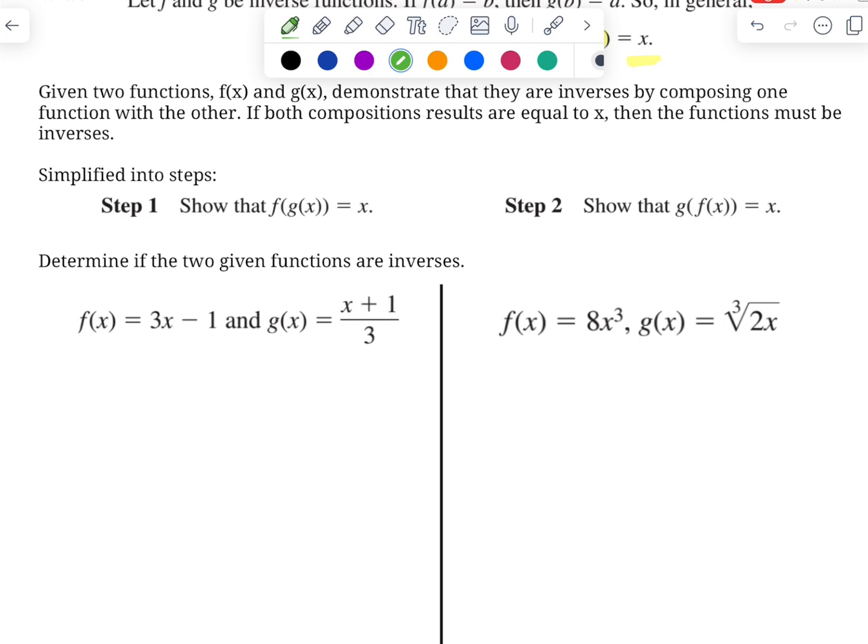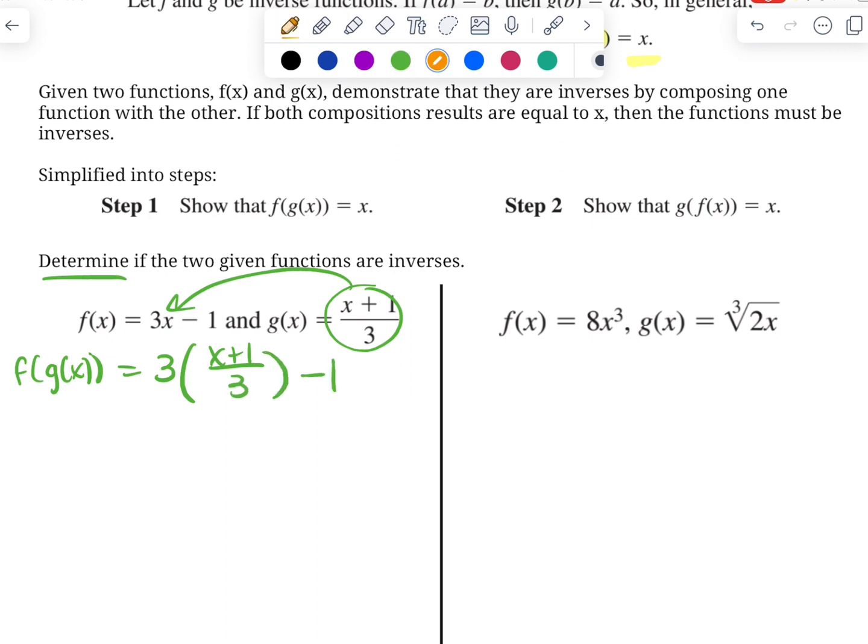So we're going to test or determine if these two things I have written out are actually inverses. So I'm going to take f of g of x first. I'm going to put this guy in there. So that's 3 times the quantity of x plus 1 over 3, minus 1, because what's in parentheses was g, right? So I get 3 divided by 3. Those divide out. So I get x plus 1 minus 1. And I have a positive 1 and a negative 1.